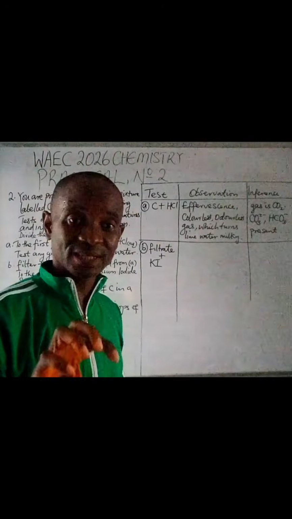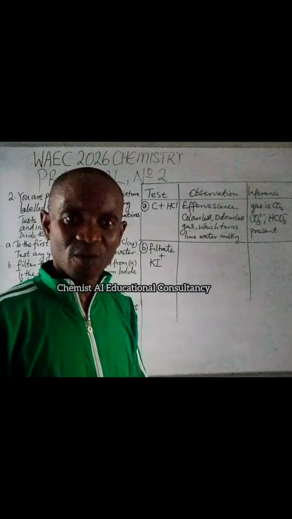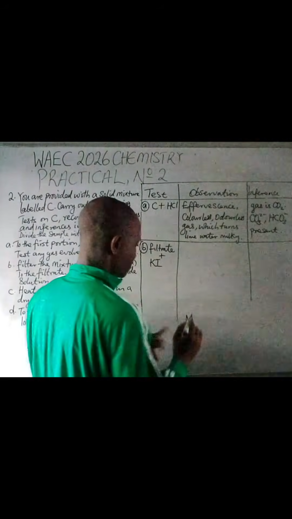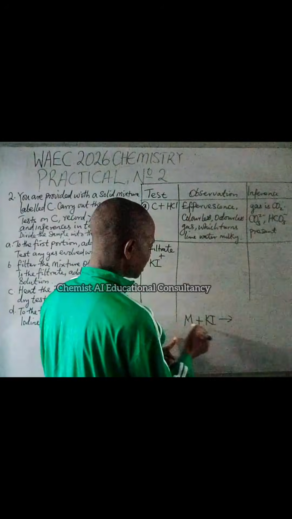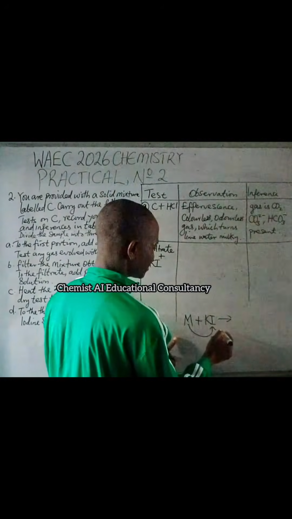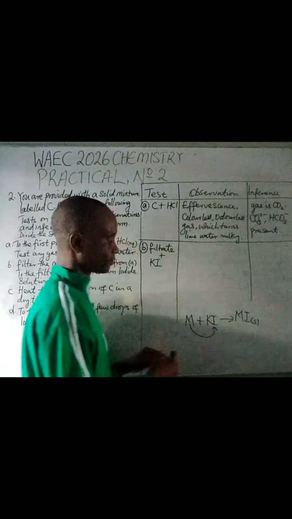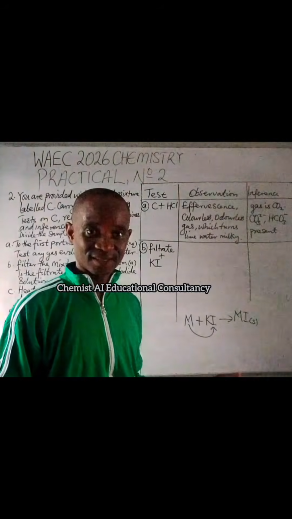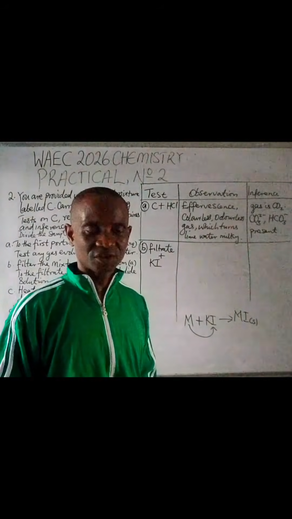Potassium iodide is a precipitating agent. It displaces a metal in form of insoluble metallic iodide. If there is a metal in a sample and you put potassium iodide there, the metal will attack the iodide to form metallic iodide, which is insoluble. And this insoluble iodide comes out as a colored precipitate, especially if the metal belongs to D block or transitional elements.